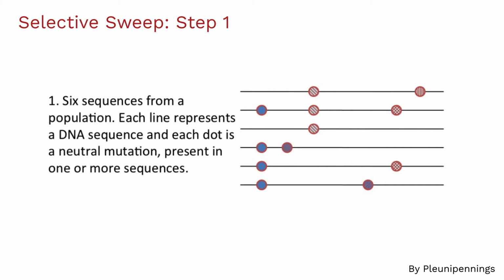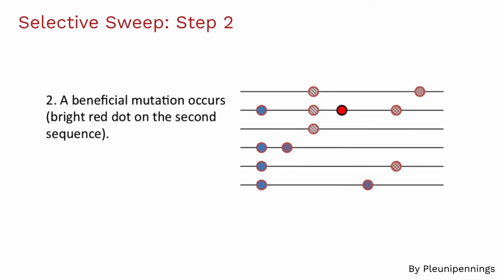I think it's useful to understand how precisely selective sweeps occur by walking through a little toy example. Here we have 6 sequences from a population, each line representing a different DNA sequence, and each dot, in this case, is a neutral mutation, meaning that it is neither beneficial nor deleterious. It's not really impacting the fitness of the organism. However, then along comes a beneficial mutation, one that confers some kind of reproductive advantage to this individual, represented by the red dot on the second line.